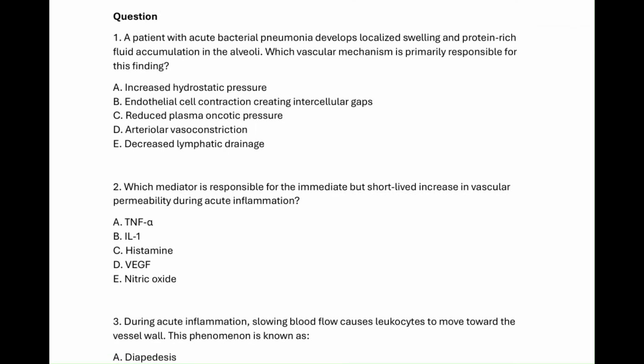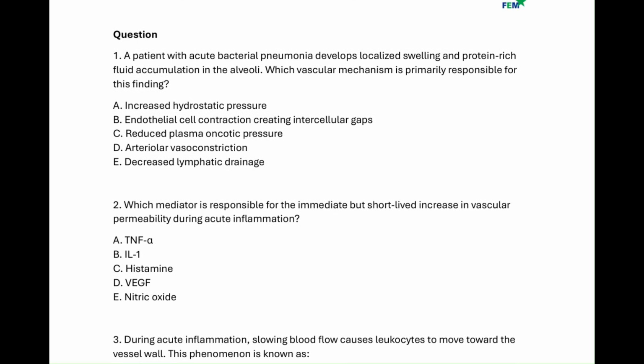So as always, we're going to do some questions. The first question: a patient with acute bacterial pneumonia develops localized swelling and protein-rich fluid accumulation in the alveoli. Which vascular mechanism is primarily responsible for this process? Like we mentioned, that's going to be the histamine, causing endothelial cell contraction, thereby increasing the intercellular gap between them, and that will allow the exudate fluid to move into the tissue.